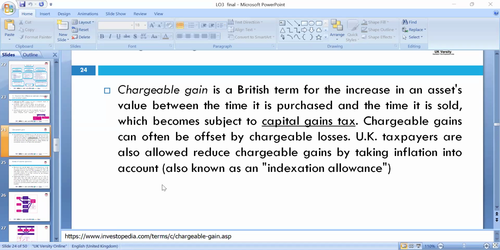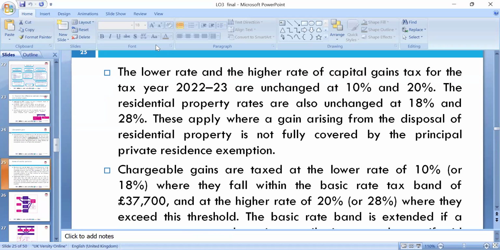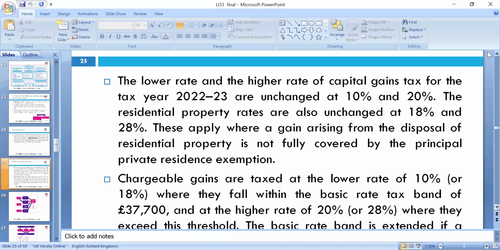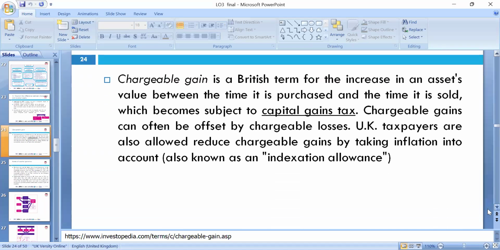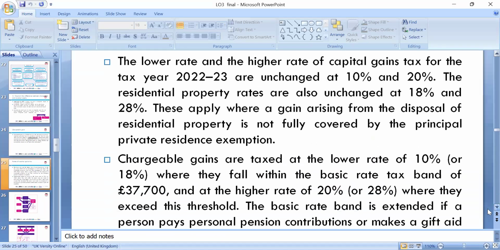Okay, so what we need to do, guys, is look at the allowable costs and reduce the chargeable gain, taking inflation into account. That's what we need to keep in mind. So the lower rate and the higher rate for the chargeable capital gain: 10% and 20% if you're using the Finance Act 2023-24; the rates have almost not changed in these years. Please follow whichever Finance Act you are following. Chargeable gain is taxed at the lower rate of 10% and the higher rate which we just mentioned earlier. And you have to look at the 28%.